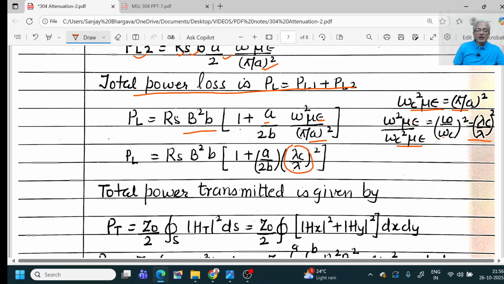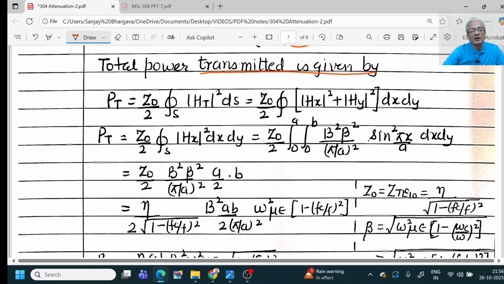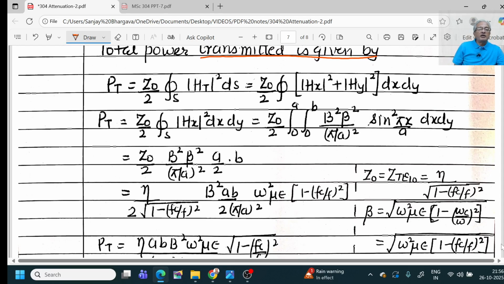Then now we need to calculate what would be the total power transmitted. We need to calculate the total power transmitted in the guide in TE10 mode. So PT would be equal to Z0 by 2 integration over the entire surface of HT squared ds. This represents the transverse component, and the transverse component would be the x component and the y component. So hx squared plus hy squared dx dy.